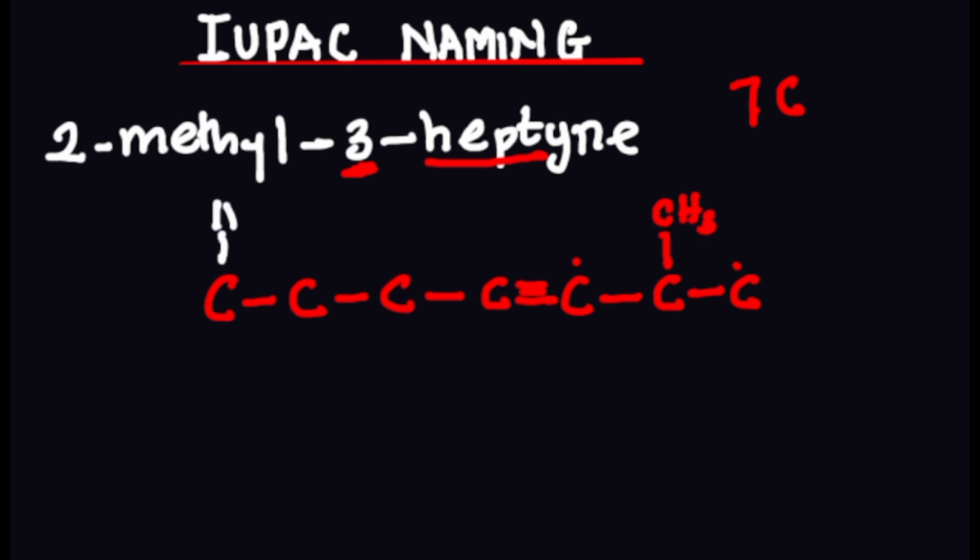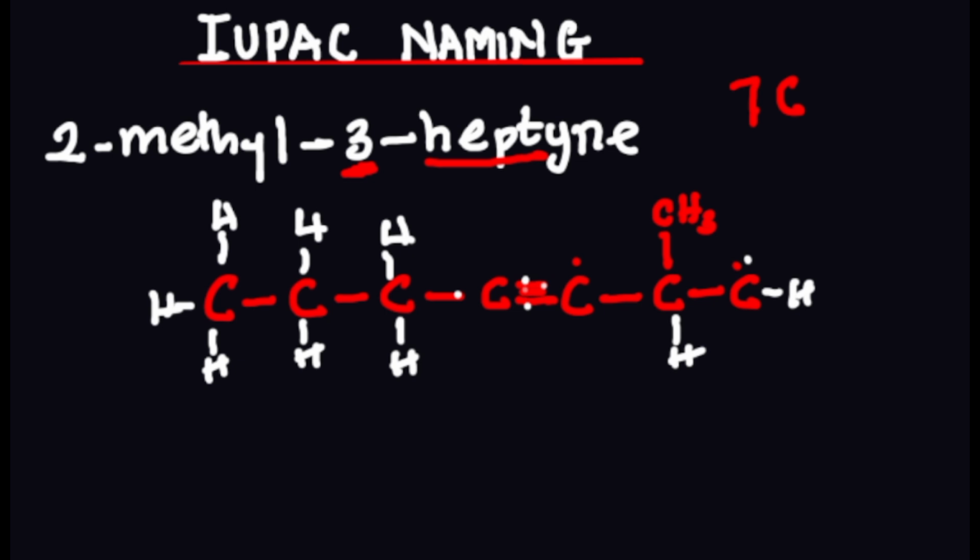So don't forget, carbon can form 4 bonds at a time, right? So this carbon has a complete bond, right? And this one has a complete bond. Then put hydrogen here. In this case, we're going to have 1, 2, 3, 4. It's already complete. Then we just go ahead and put the hydrogen here, hydrogen here, hydrogen here. So this is basically 2-methyl-3-heptyne, right?